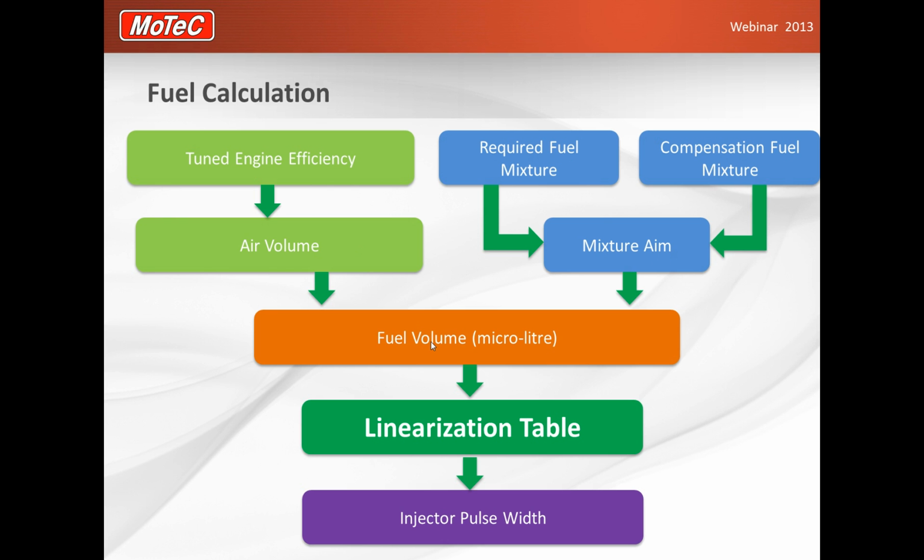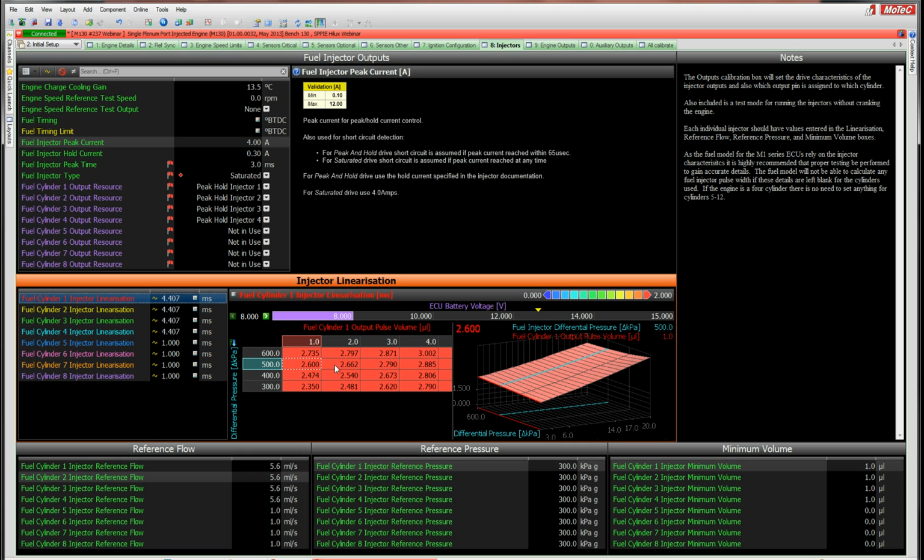Now because we know the volume, the way an injector works is the ECU pulses it for a period of time. So what this linearization table is there to do is to convert our fuel volume in microliters through to injector pulse width. So back to the ECU. What this table effectively does is, for a given fuel volume, what we are actually asking for is what is the pulse width that will give us that volume.